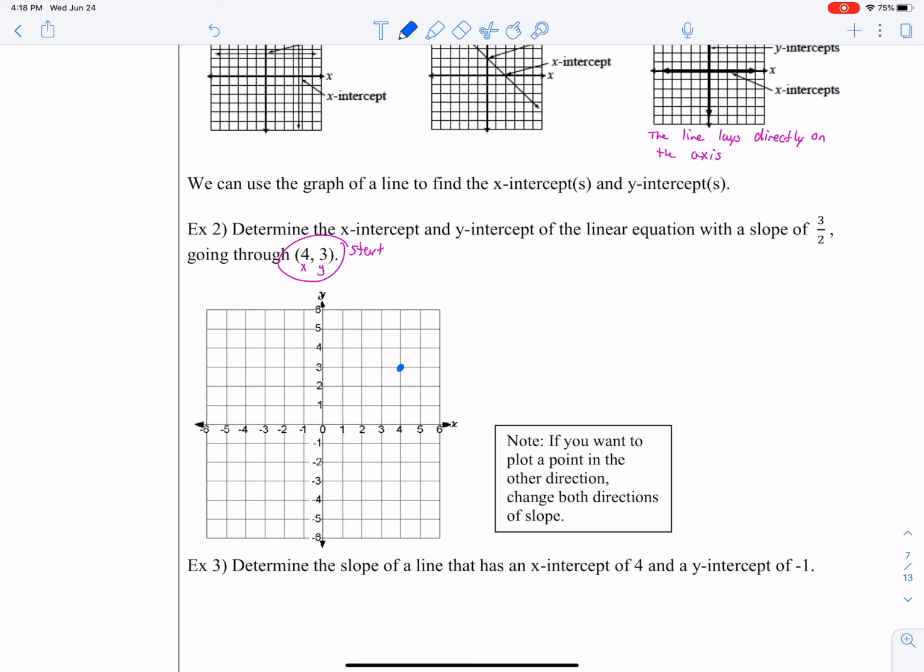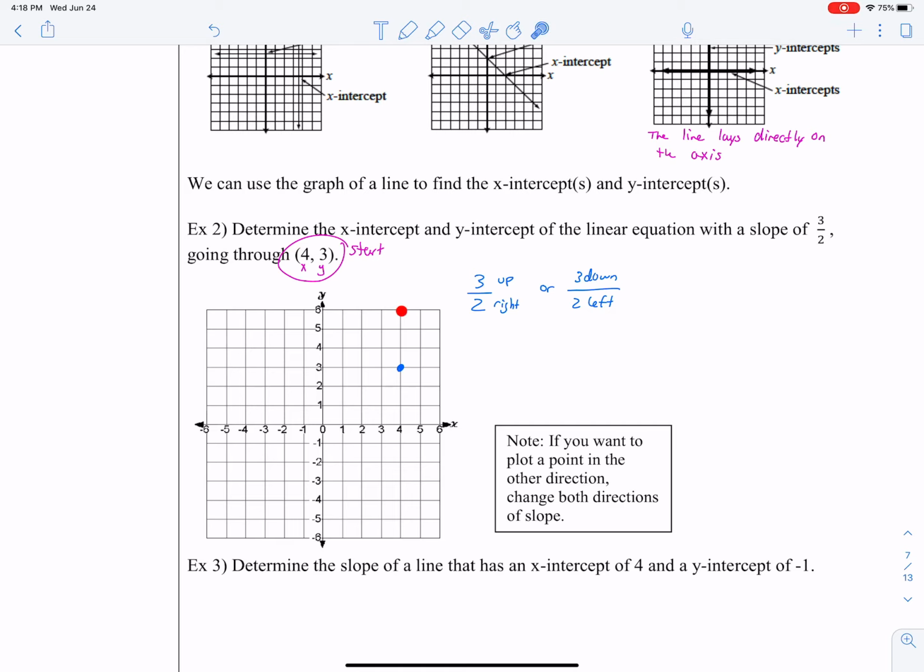Then we have our slope of 3 over 2. Both of those are positive, so 3 up, 2 right. Or if I wanted to go the other way, I could do 3 down and 2 left. So I'm going to go 3 up: 1, 2, 3, and 2 to the right: 1, 2. That leaves me right here.